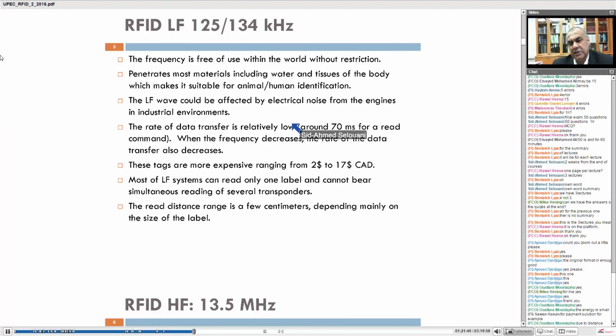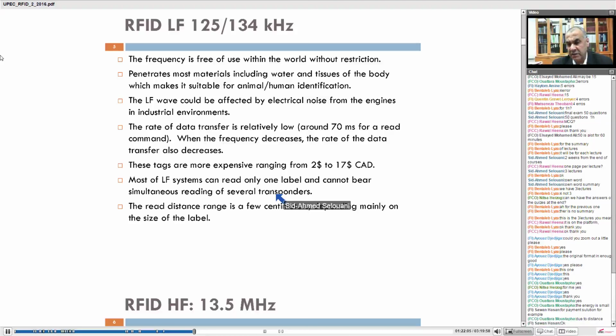Yes, it's due to distance, but also to the technology used, because when you are working in low frequencies, you cannot use the same technology as in high frequencies. Remember the size of antennas, remember many things, because this is very low.